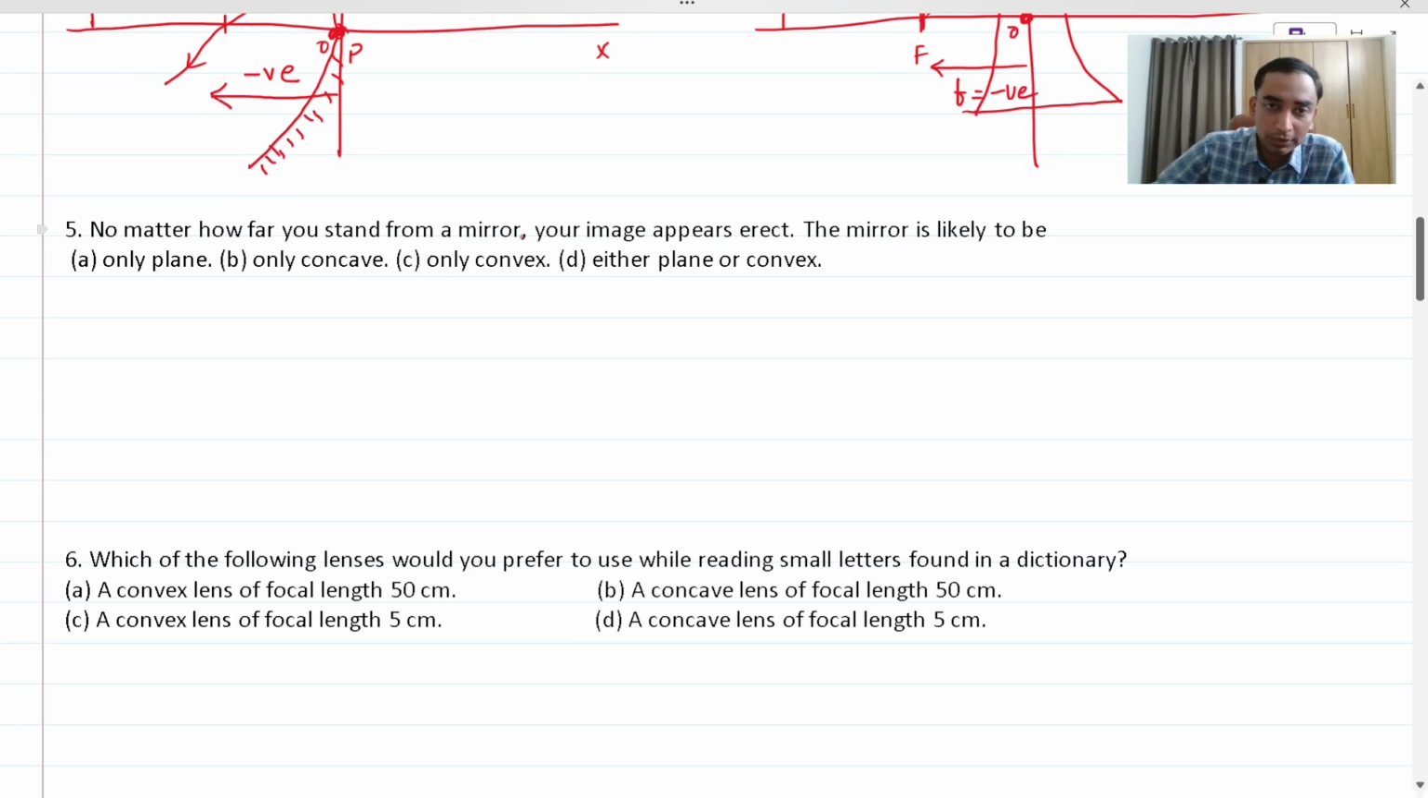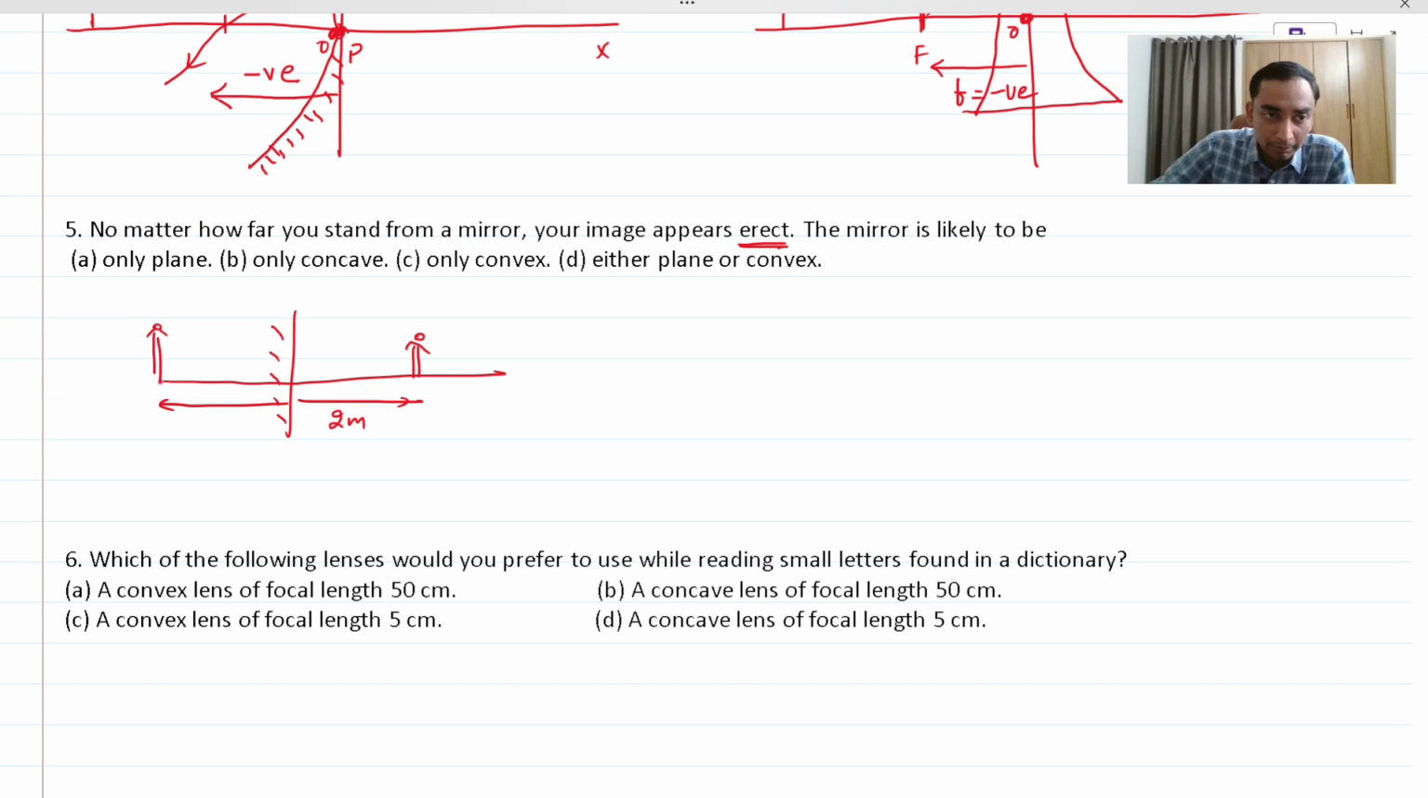No matter how far you stand from a mirror, your image is always erect. First is the plane mirror. In case of a plane mirror, when you stand at a distance of say 2 meters, then behind the mirror, 2 meters away, an image of the same height will be formed, and it is always erect. First is this case. And then in case of convex mirrors, they are like this.